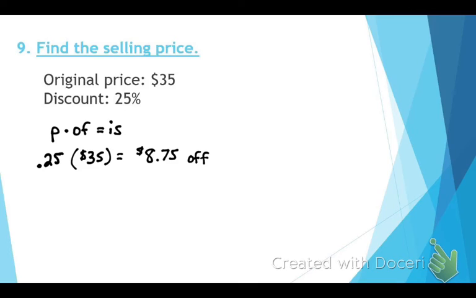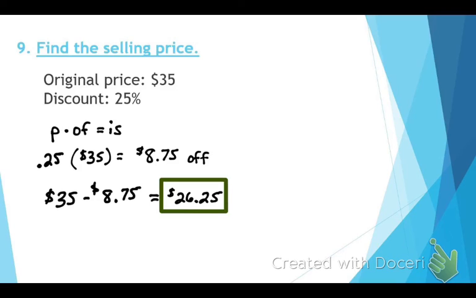Instead, guys, what that's showing me is that's the discount. That's how much they take off the original price. So what should I do with that $8.75? Add your original prices. Not add it. It's a discount. Subtract it. It was $35 minus $8.75. Then you would get the final selling price, $26.25.